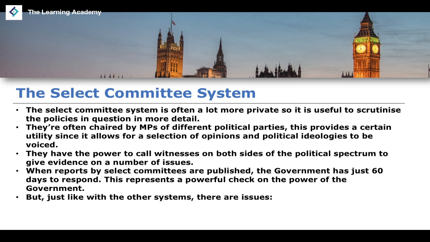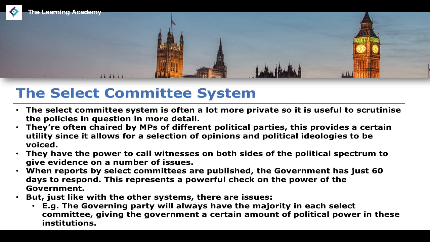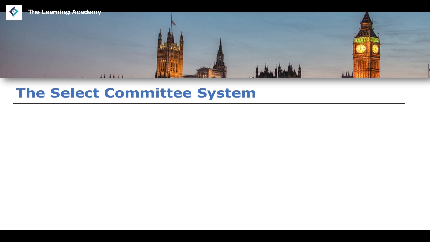But again, just like the other systems that we've talked about, there are issues with the committee system as well. So, for example, within a select committee system, the governing party will always have a majority in each select committee. The select committee system is selected based on the amount of seats that each political party within Parliament has. And if there is a governing party, they are the ones that have the most seats in Parliament. Therefore, we have a system where even though the select committee is designed to try and scrutinise government decisions, the governing party holds the majority of the seats within it. This gives the government a certain amount of political power in these institutions.